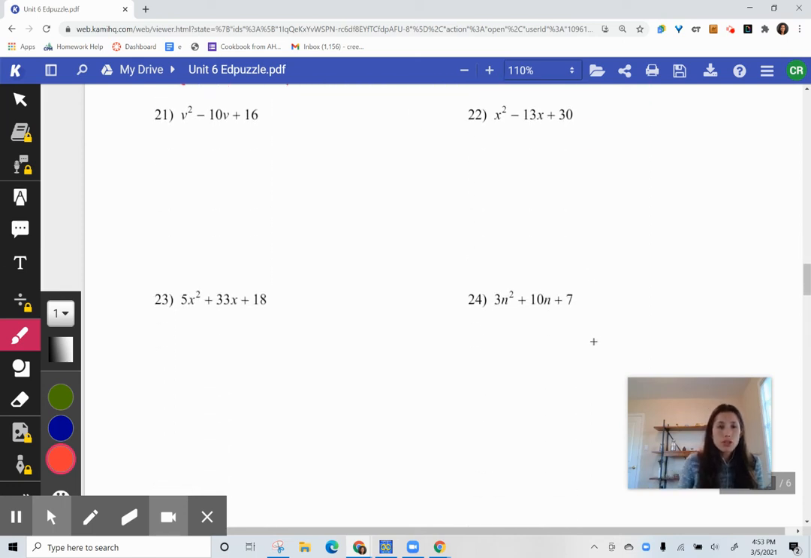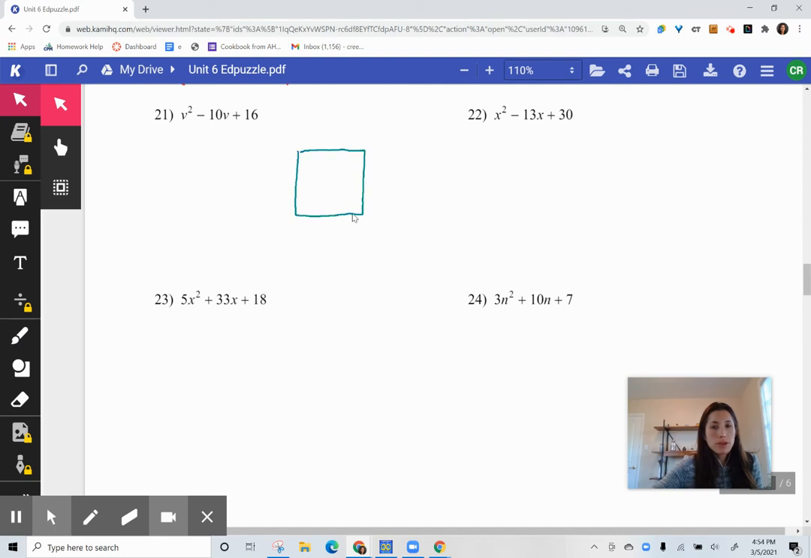Okay, question 21. First term in the first box. Last term in the last box. Let me actually move that down because I'm going to make some space for my factors. There we go. Okay.